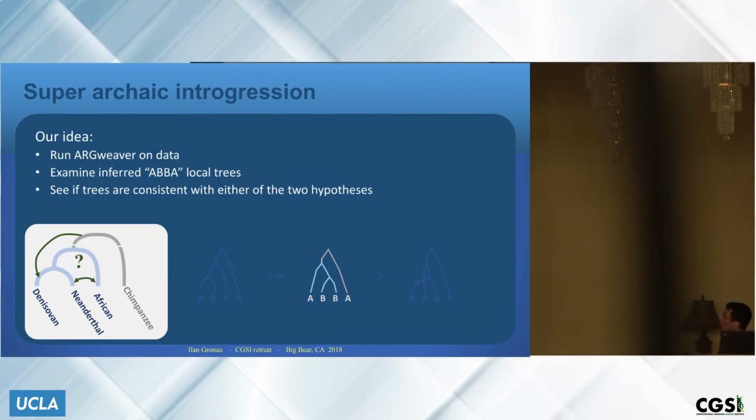So that's exactly what we did. The idea is actually pretty simple. Apart from actually being able to run ArgWeaver on the data, which wasn't entirely trivial, once we got it running and getting reasonable ARGs, the idea was to look for regions where ArgWeaver would infer these types of local trees, these ABBA trees, and then interrogate these trees in different ways and try to see whether they fit more this type of event or that type of event.